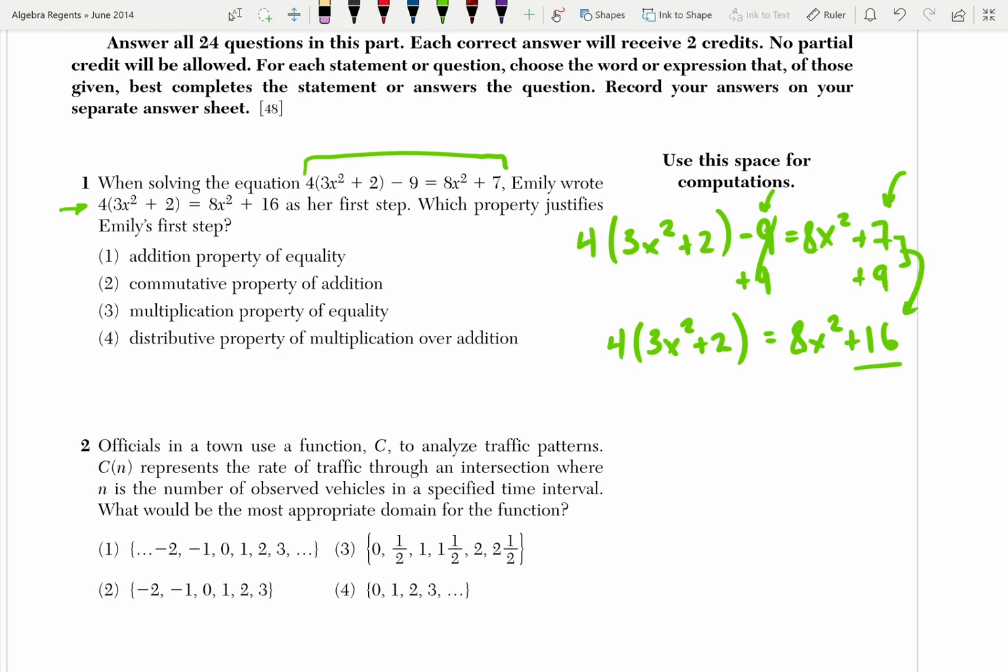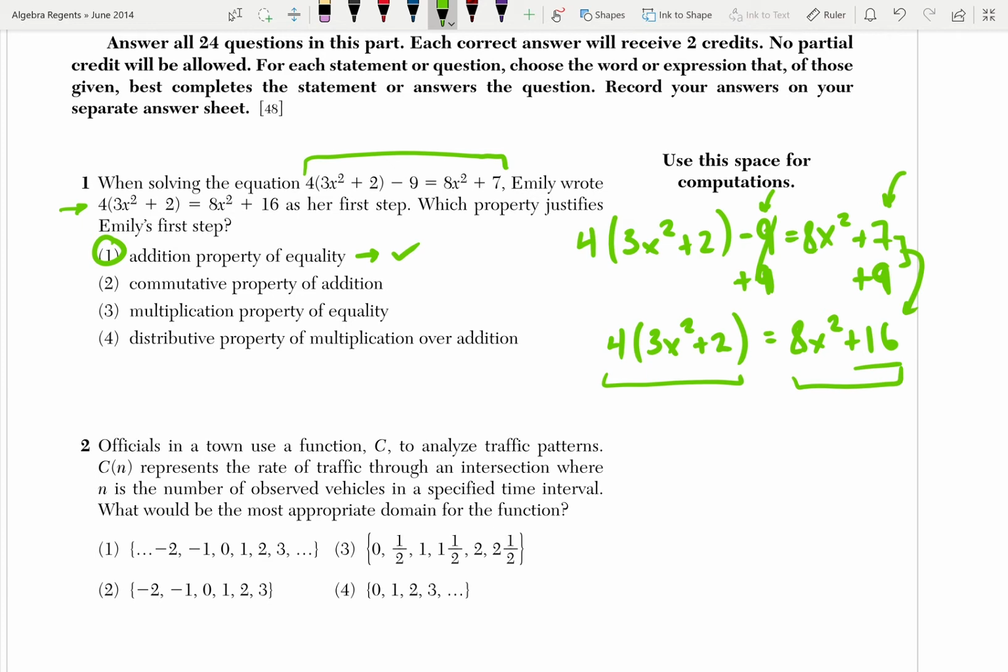So let's start with the first one, the addition property of equality. That property just tells us that if we add the same number to both sides of an equal sign, those two sides of the equal sign remain equal to each other, which is exactly what we did here. We added 9 to both sides of the equation, and the left and right sides of the equation remain equal to each other. So that's exactly what happened here. That is the correct answer. But let's look at some of these other ones.